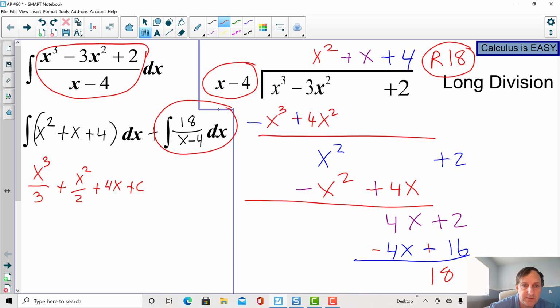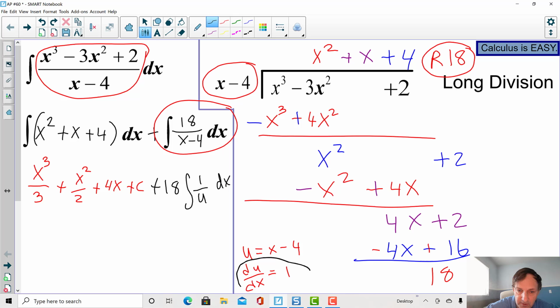This one's a little bit more tricky. We're going to have to do a u substitution. So we'll let our u equal x minus 4, and then du dx is just going to be a 1. And you can multiply both sides of this equation by dx, and you'll see that du is just equal to dx. So we can trade our dx for du.